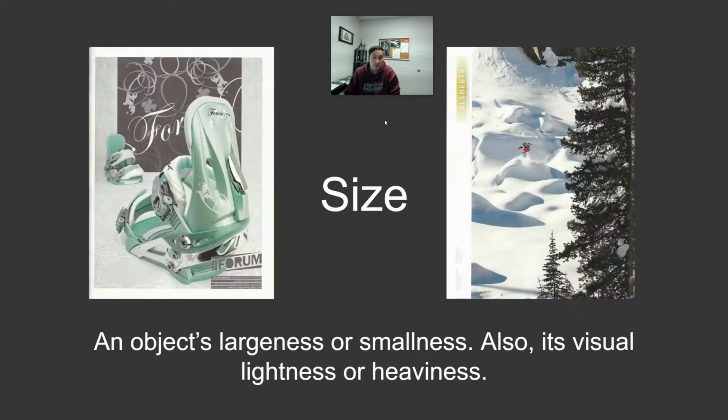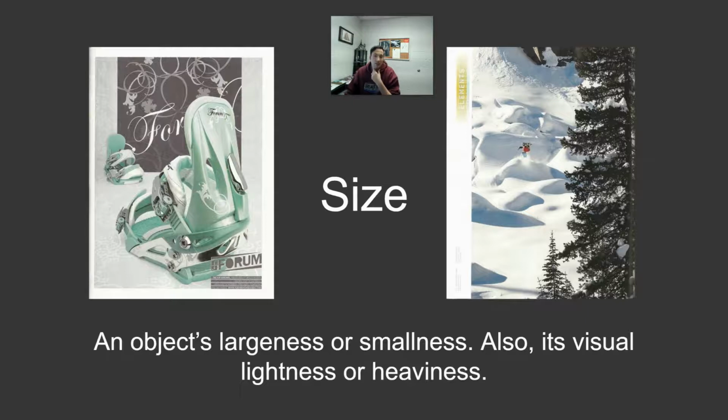The next one is going to be size, and that's an object's largeness or smallness. Also, its visual lightness or heaviness. So size is going to be obviously just how big something is, but you can play with that. You can see here that it creates space because of the largeness of this object and the emphasis that's put on it because of this one being in the background. If it's just this, we don't understand that there's a space relationship inside of this.